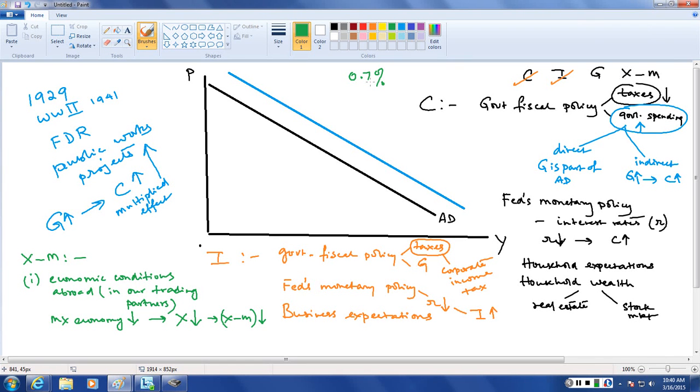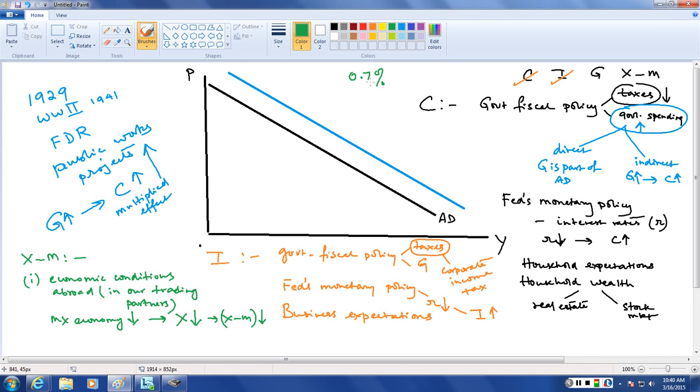Any thoughts? Well, what is a big export of Mexico? Oil, correct? And oil prices have greatly reduced, right? And that is one reason why the Mexican economy has been suffering, okay? So point is, economic conditions abroad affect net exports.